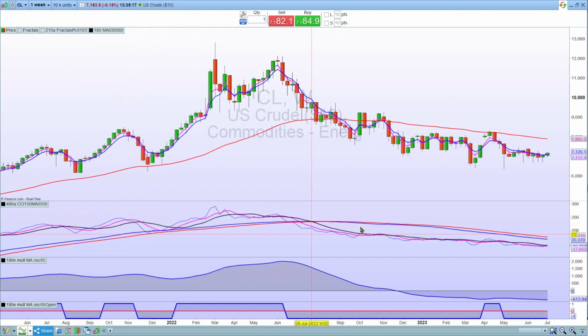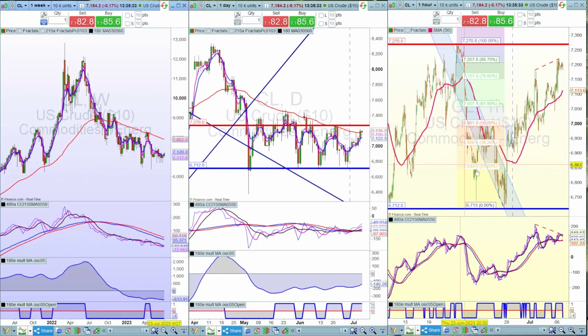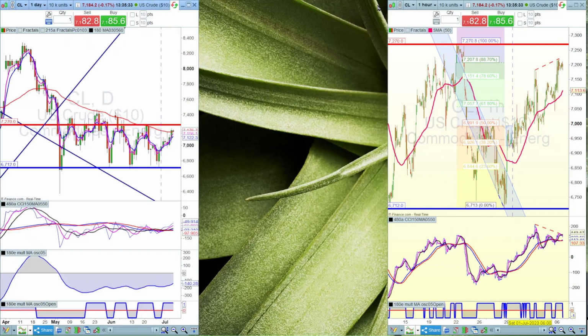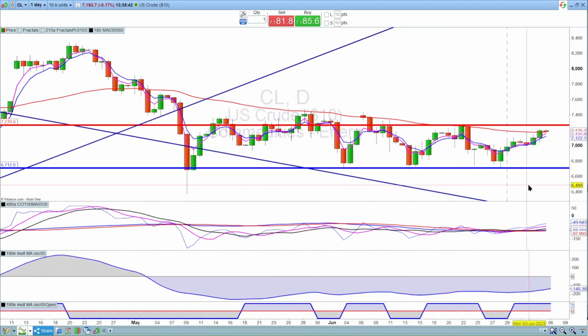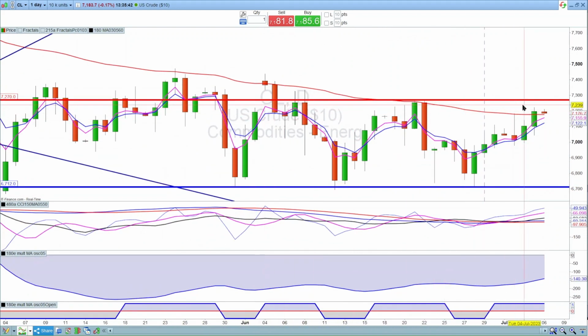So on the weekly, first off, we've got the triple moving average and the moving average of the CCI 150. And this multiple moving average oscillator which we developed, that's showing a bearish signal on the weekly. So predominantly bearish trades should be taken on the lower time frame. On the daily though, we're still up in a bullish momentum. But notice we've been stuck in this support resistance range for some time now. And we're now also approaching this key resistance area at 72.70.